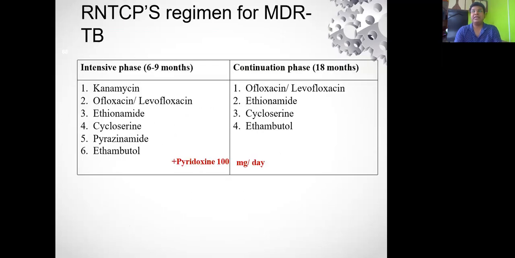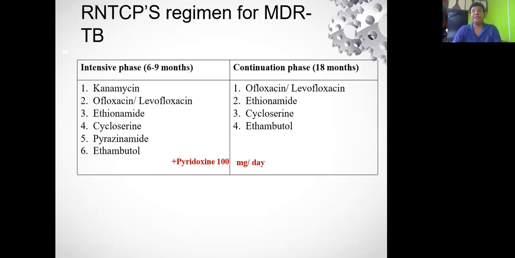Then the RNTCP regimens for multi-drug resistant tuberculosis. The RNTCP regimen for multi-drug resistant tuberculosis is categorized into an intensive phase of 6 to 9 months and a continuation phase of 18 months. So this is very important. In multi-drug resistant tuberculosis, the intensive phase may vary from 6 to 9 months. The continuation or maintenance phase will be up to 18 months. So a total of say 24 months, or it may be around 27 months altogether.